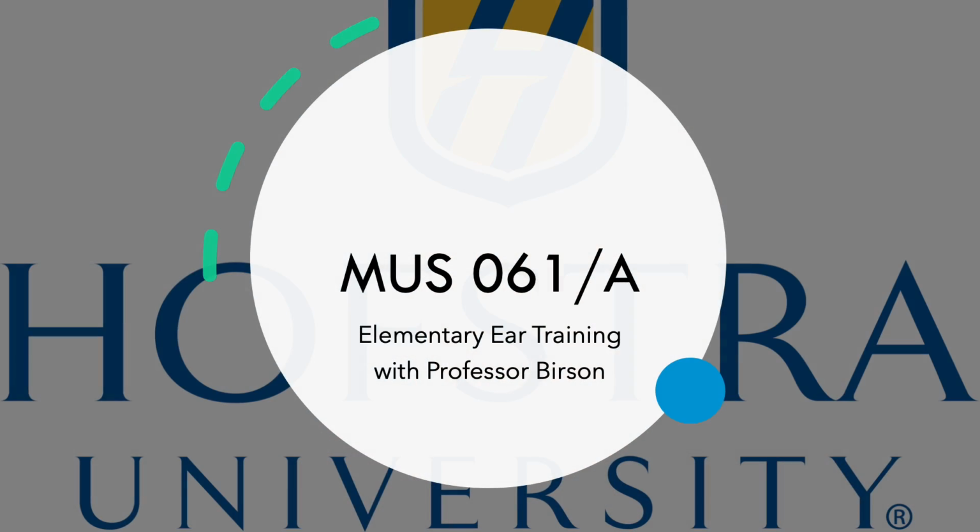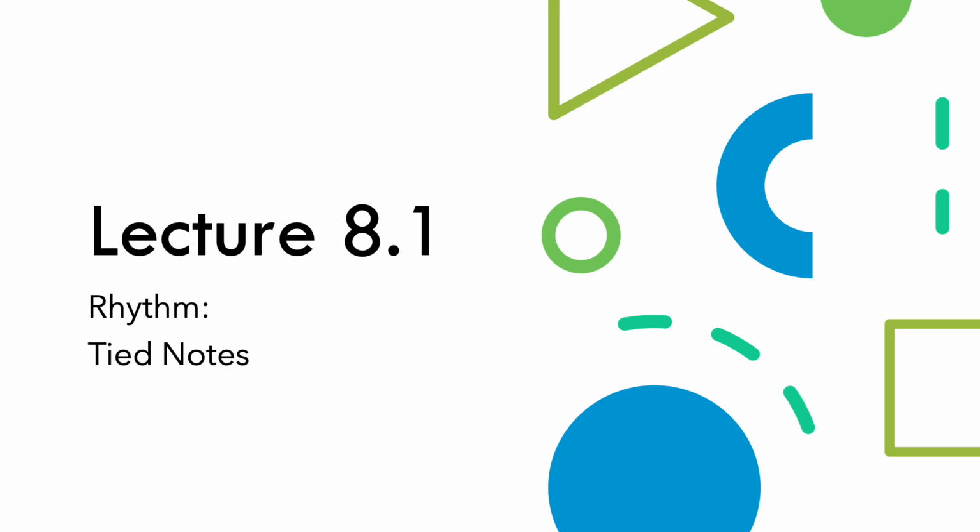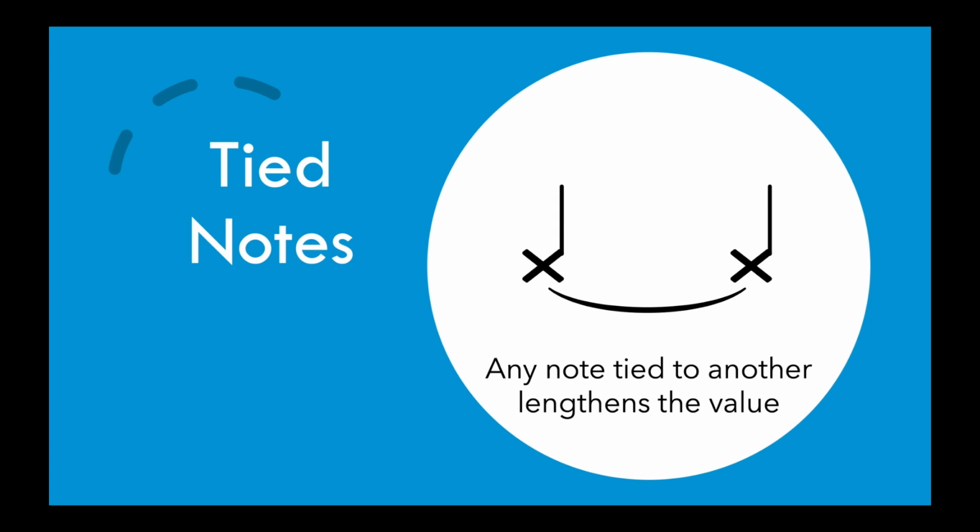Today in rhythm we're going to cover tied notes. So I have on the slide here X's to represent any note value. It doesn't matter what the note value is. It could be a half note, quarter note, whole note. They're just general placeholders for any note value.